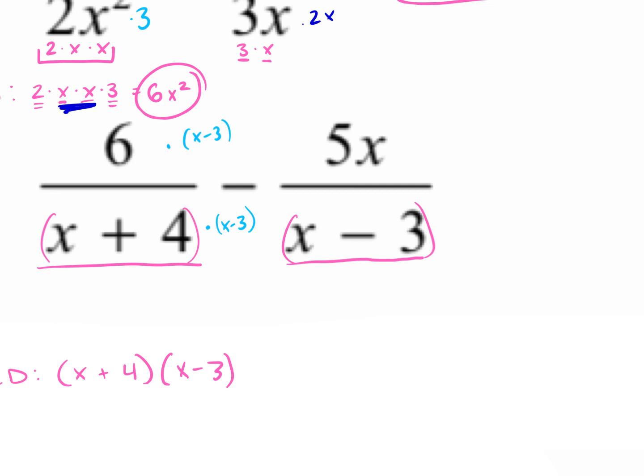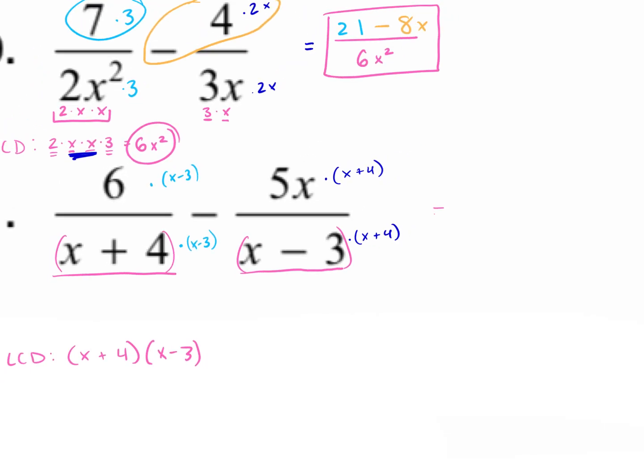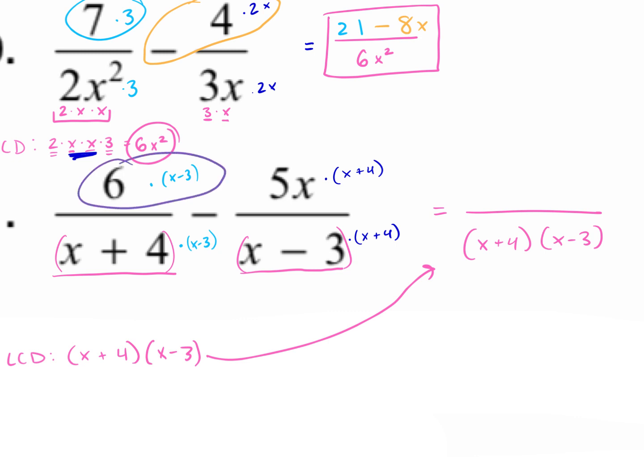What am I missing from the second fraction? X plus 4. So I'm going to multiply the top and the bottom times x plus 4. So in the denominator, we're going to get x plus 4 times x minus 3. Whatever our least common denominator was, that's what our denominator is going to be. Because if we multiply these two together, we now have the same denominator, so we're just adding the tops together. So on top, we have 6 times x minus 3.